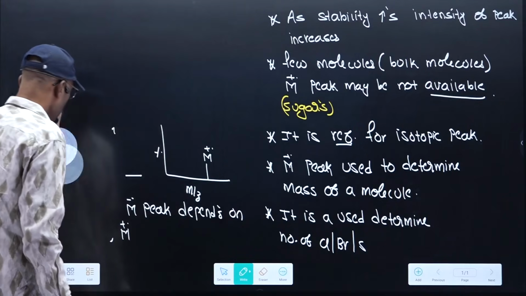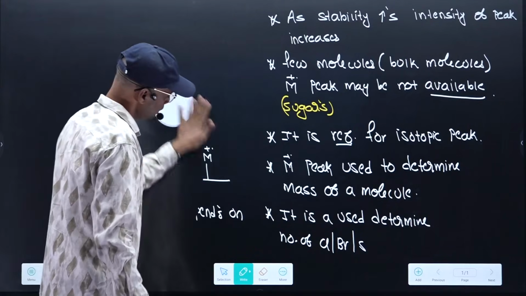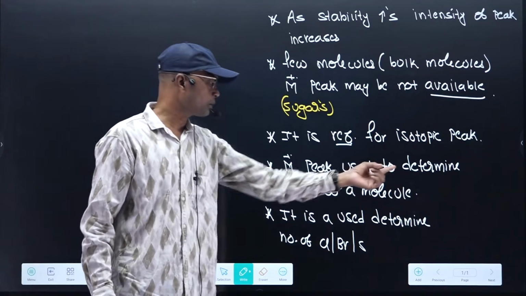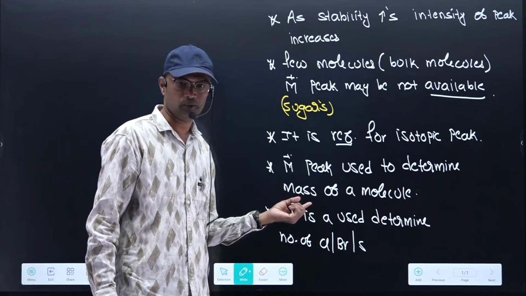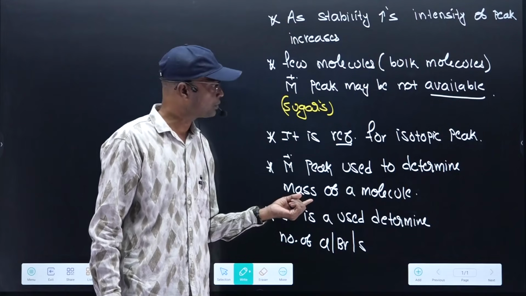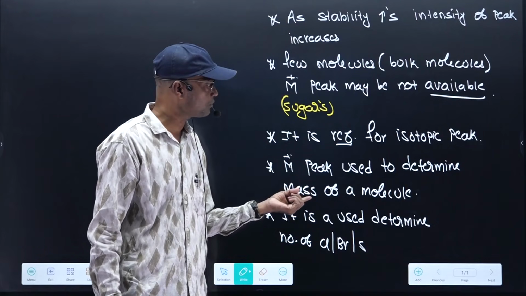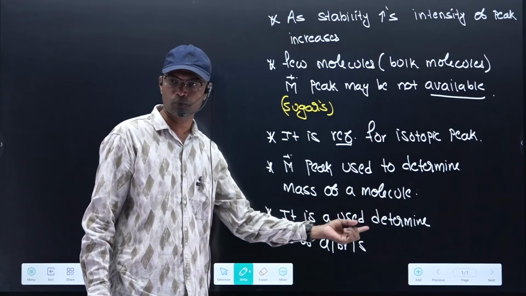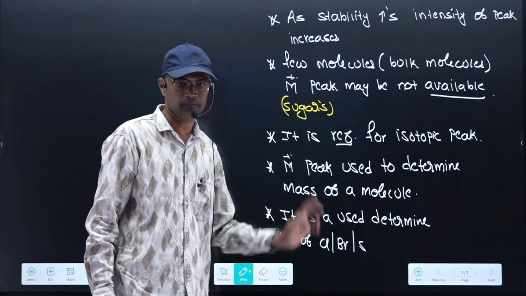So what is the use of the molecular ion peak? The key point is that it is used to determine the mass of a given molecule. Molecular weight we can determine very easily. Mass we can determine very easily. It is a reference for isotopes. It is used to identify the number of chlorines, bromines and sulfurs in a given sample.